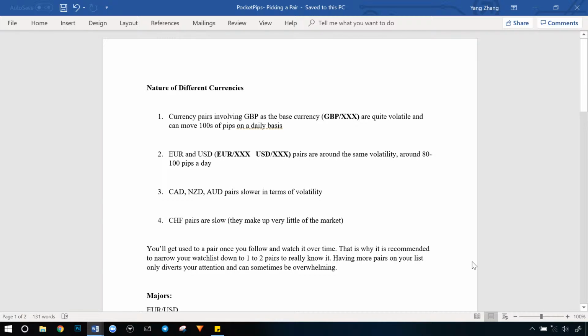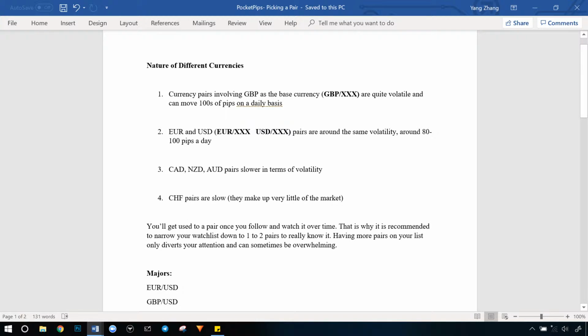This will just be a quick video on the nature of different currencies. So pound pairs, first we start off with pound pairs. Pound pairs as the base currency, for example here, are very volatile pairs in comparison to the rest of the market. They can move hundreds of pips a day on a daily basis.